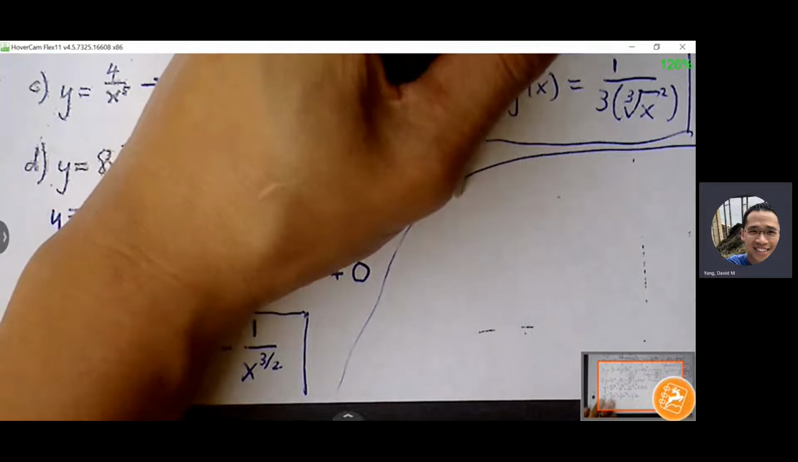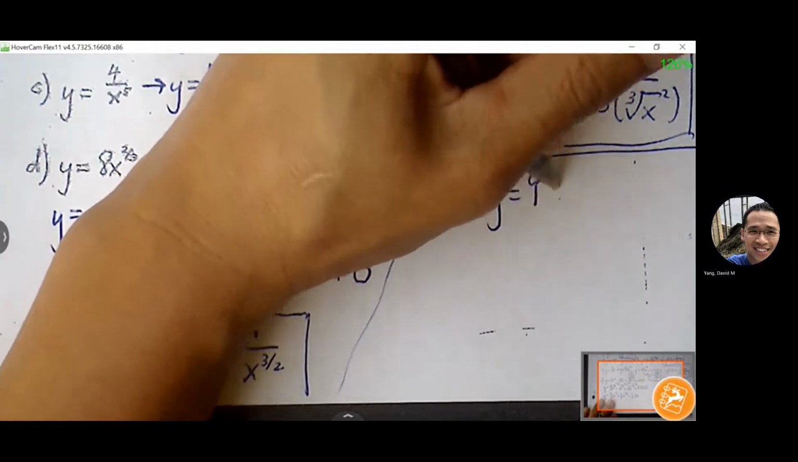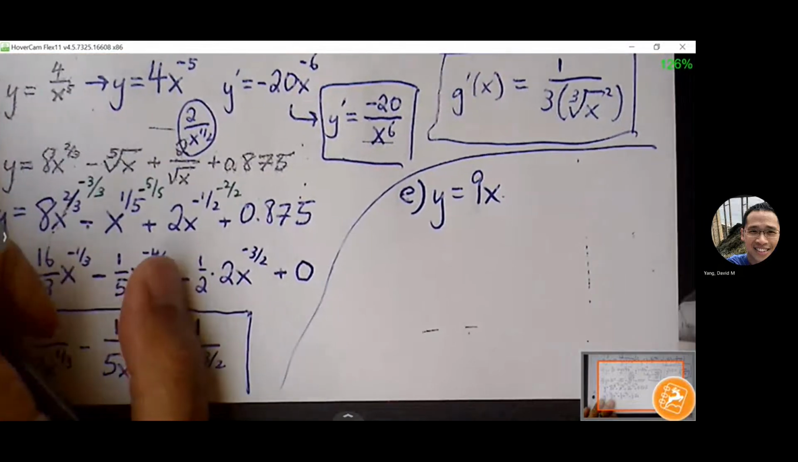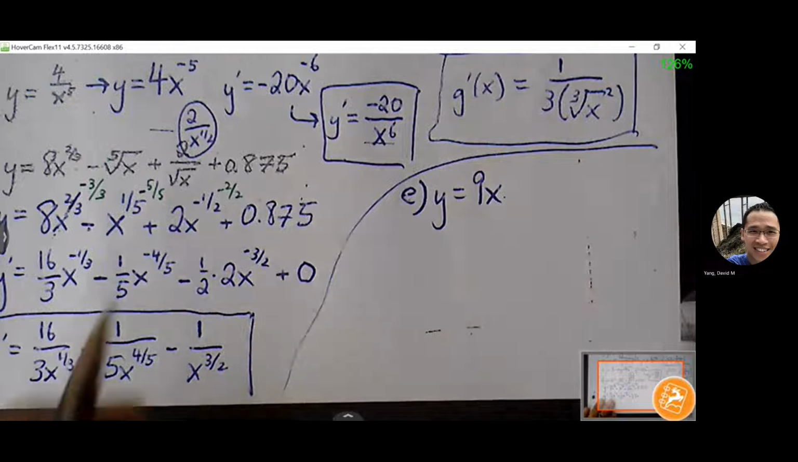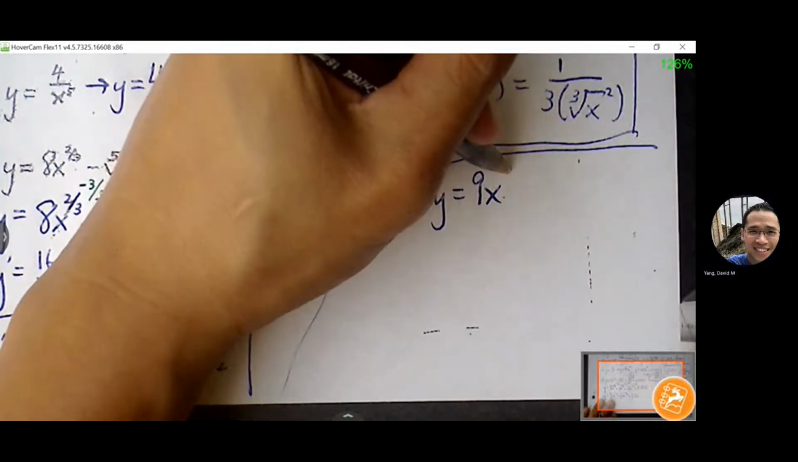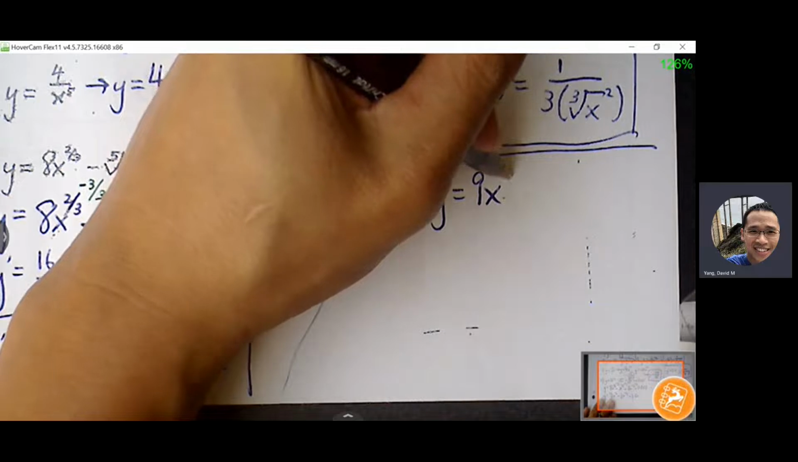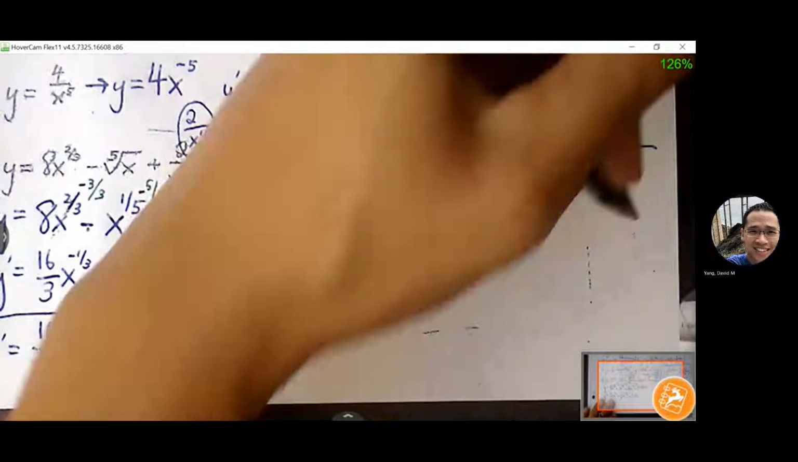Now before we move on, I want to do 2 more things here. We'll see if I can squeeze this in. So parts E and F. What if I just gave you 9x? What's the derivative of 9x? Negative 1 in the exponent. So let's go through Power Rule here. There's a hidden 1 there. So what happens? Yeah. 0.